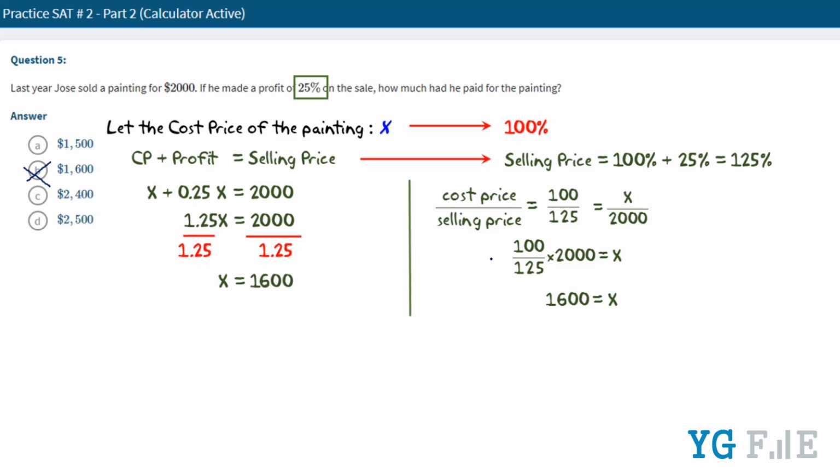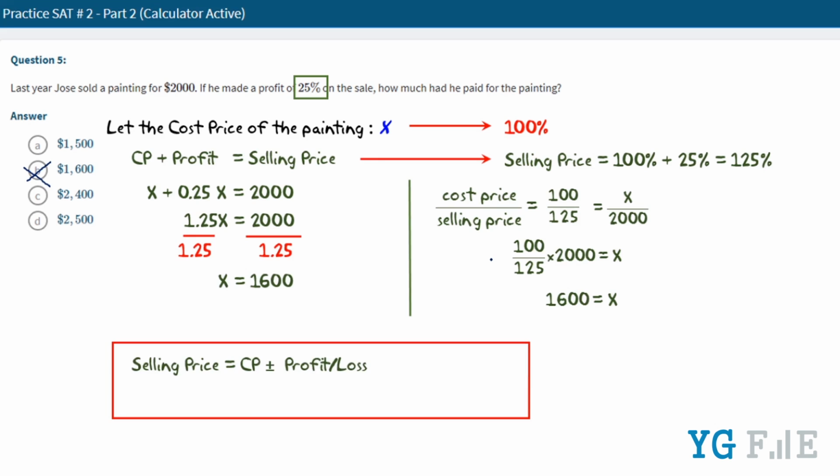And what we need to remember from this problem is that the selling price of a product is equal to the cost price plus its profit, or if it is a loss case, then the selling price will be equal to the cost price minus the loss, and profit and loss are calculated on the cost price.